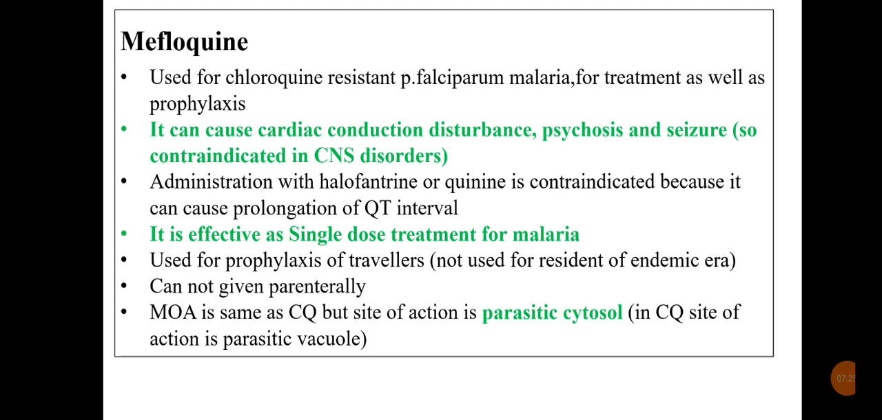The second point, it can cause cardiac conduction disturbance, psychosis and seizures. So it is contraindicated in CNS disorders. Very, very important point regarding the mefloquine. So this is the drug which is contraindicated in the CNS disorders, right? Then administration with halofantrine or quinine is contraindicated because it can cause prolongation of QT interval, right? So we are not giving the mefloquine with halofantrine and quinine. Why? Because these combinations can prolong the QT interval, right?